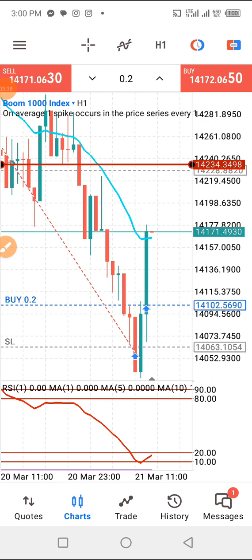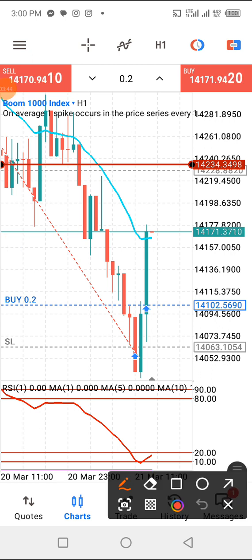Now, what is the secret behind this strategy? Before we take a buy opportunity, please pay attention, guys. Before we take a buy opportunity, we'll go to the 1 hour time frame. We are using the 1 hour time frame. So when you come to the 1 hour time frame, we want to see our moving averages touch level 10.